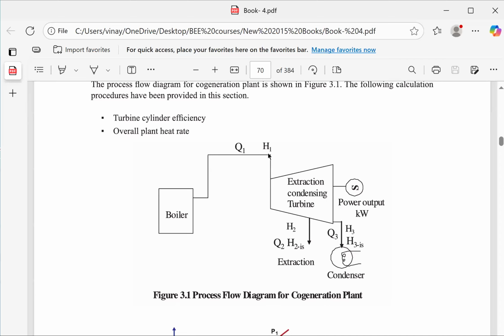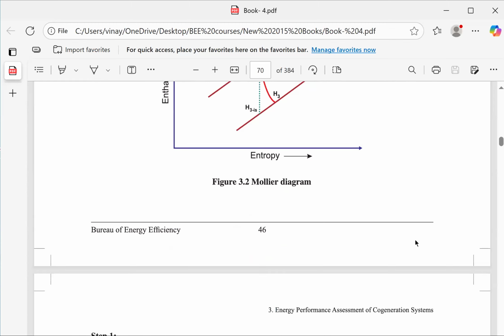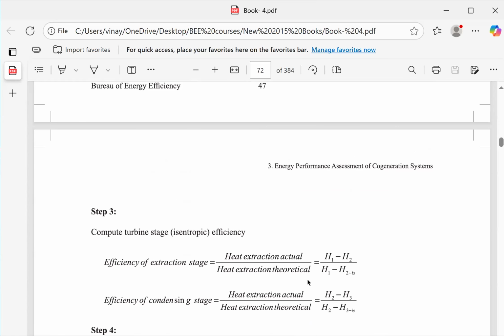this H1 is the inlet, H2 is the outlet, multiplied by Q2. But this H2 is actual, whereas it should have been H2 isentropic. Got it? H2 isentropic is always greater than H2 actual. Therefore, when you calculate efficiency, it is actual upon isentropic. What is isentropic? H1 minus H2 isentropic, and on the upper side H1 minus H2 actual. That gives you the efficiency of extraction.